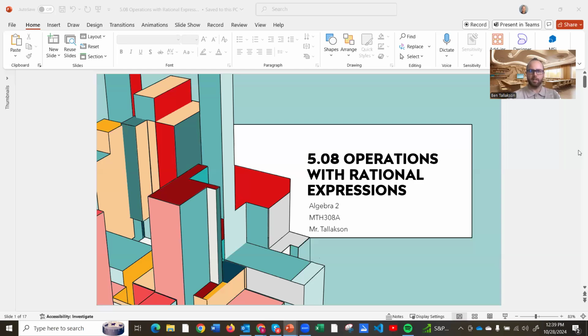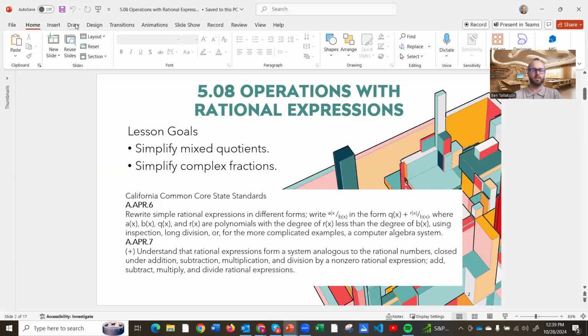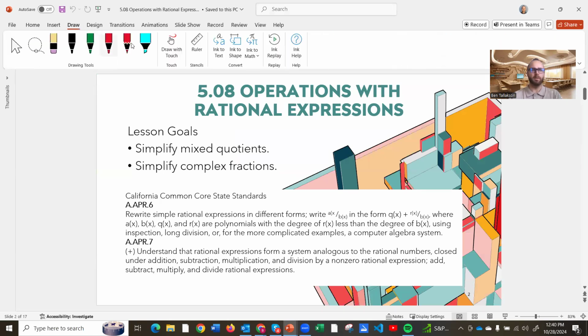We are nearing the end of Unit 5, and today we're looking at 5.08, Operations with Rational Expressions. The good news is there's no skill today that you haven't done before. This is all essentially review, but you're seeing the problem in a different way. So our goals today: we're going to start by focusing on simplifying complex fractions, and then we'll simplify mixed quotients.